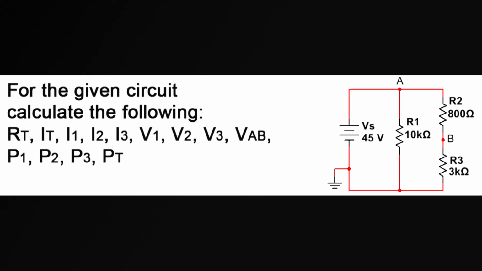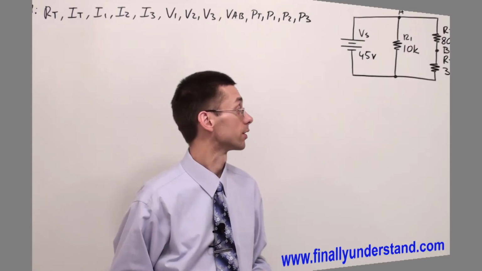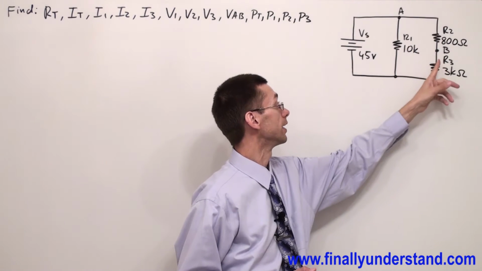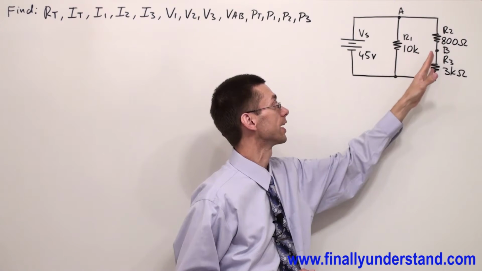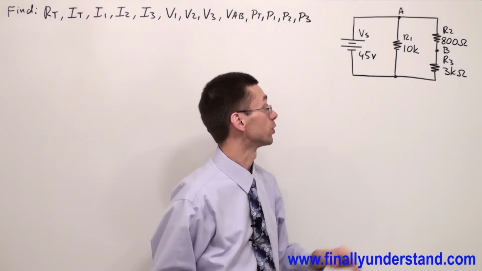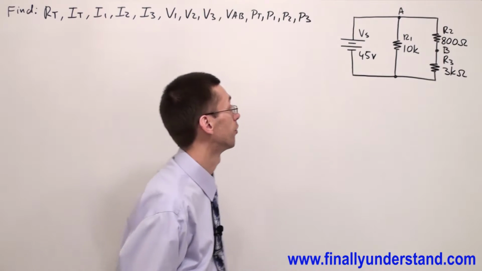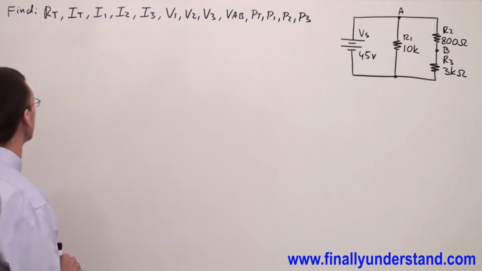Let's take a look at this example. Please notice that in this problem, all resistances are given. So we're going to start solving this problem by finding the total resistance. Please notice that resistors R2 and R3 are connected in series. So that's why I'm going to add these two resistors first to find resistance R23.